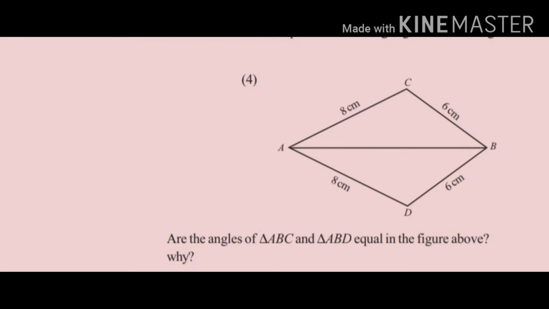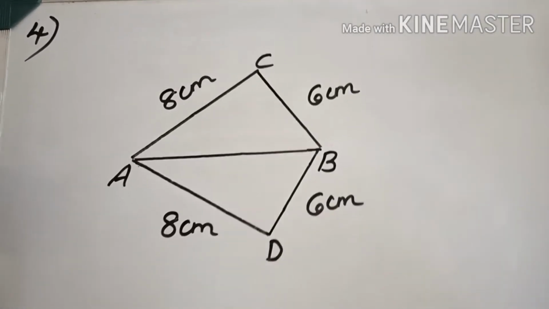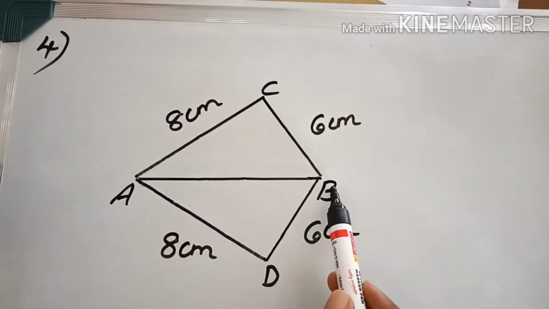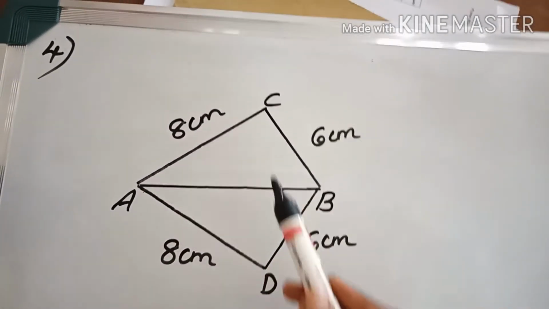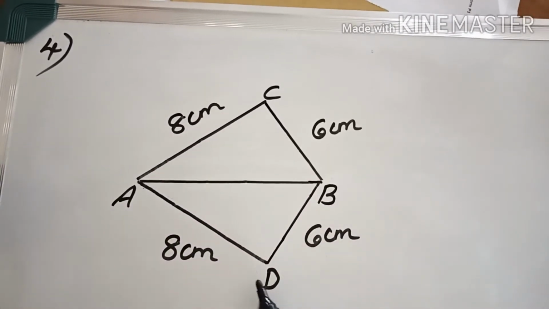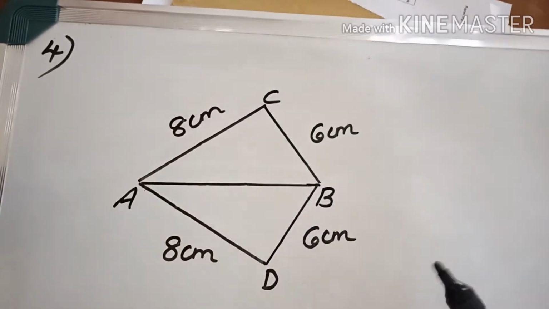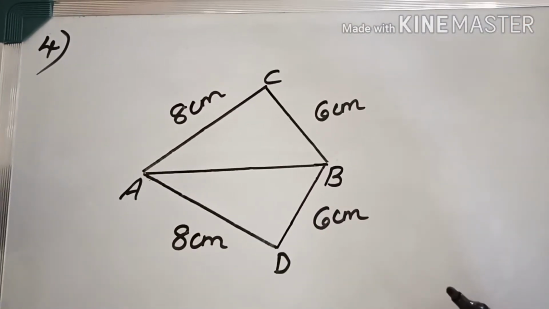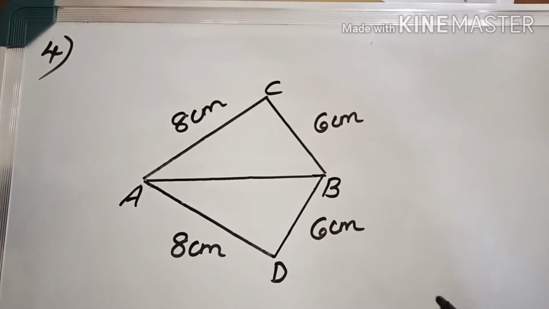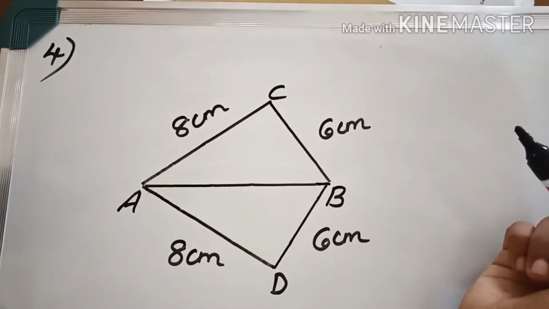So let's do the problem. This is the figure given in the question. You can see two triangles here. First triangle is triangle ABC, the upper one. Next triangle is triangle ABD. This is the second triangle. Two triangles joined together in a common side. So the question is, are the angles of these triangles equal? That means, if these two triangles have the same angles or not.